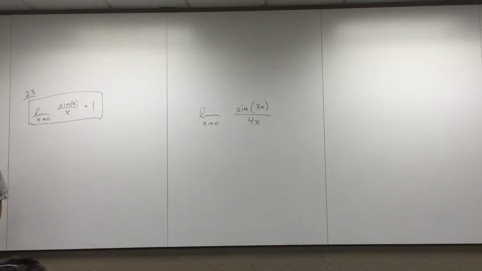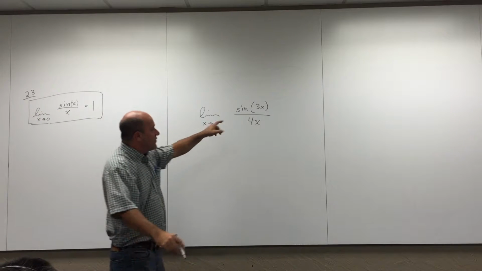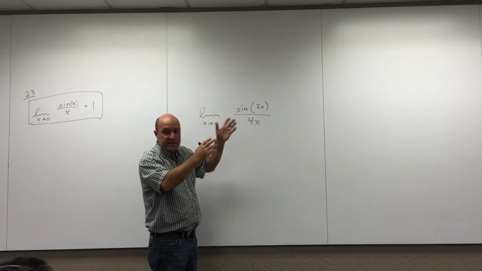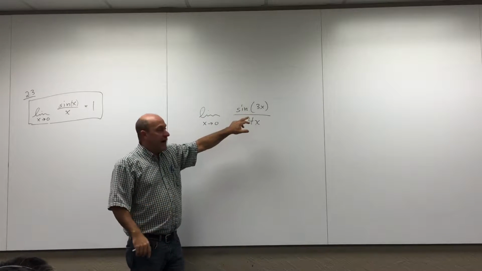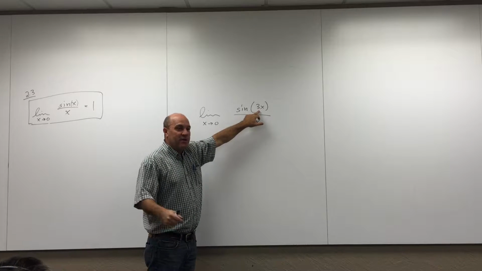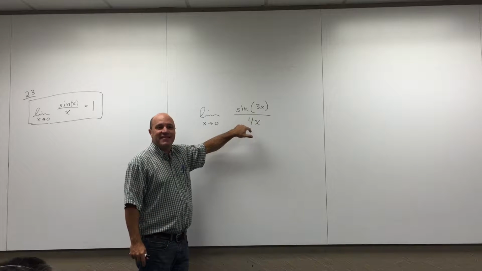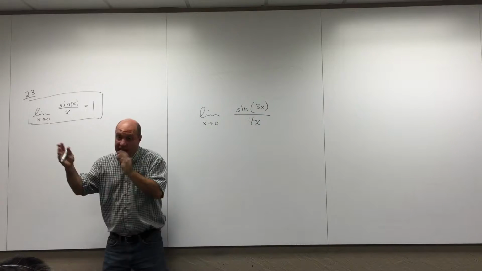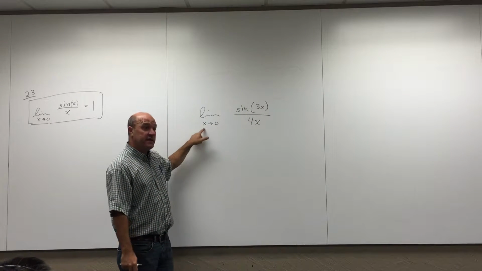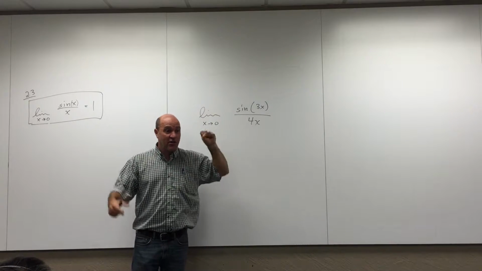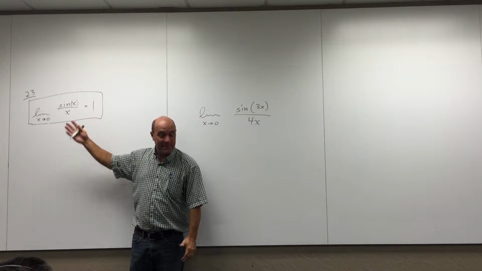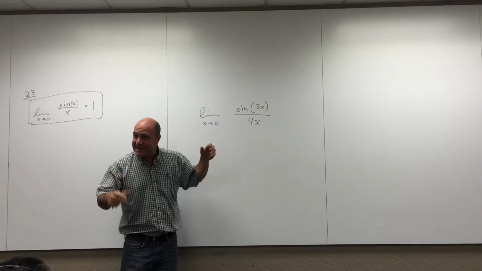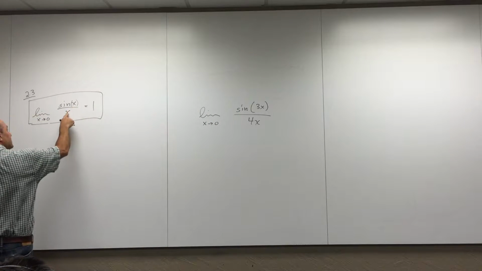Now, it doesn't really look like I have that quite here. I have a 3x, which is an angle inside that sine function. I kind of wish the denominator was a 3x. If the angle matches the denominator and it's headed towards 0, which it is, then I can grab it and call it a 1, according to this theorem. The limit as x goes to 0, I can grab it and call it a 1. But I need this to match.